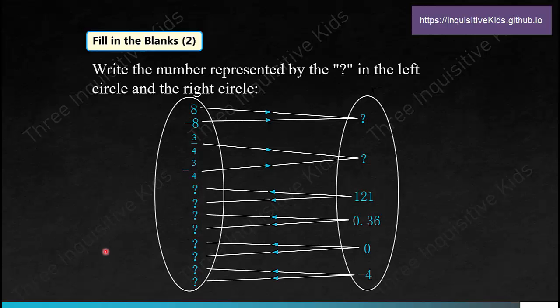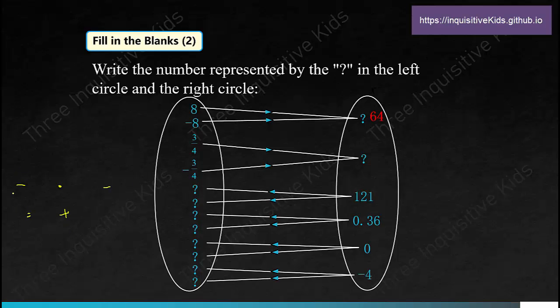Okay, so here's a quick exercise we're going to be doing together. We're going to be filling in the blanks. 8 times 8 equals 64. Negative 8 times negative 8 equals 64 as well. Remember, when a negative number times a negative number, it equals a positive number.